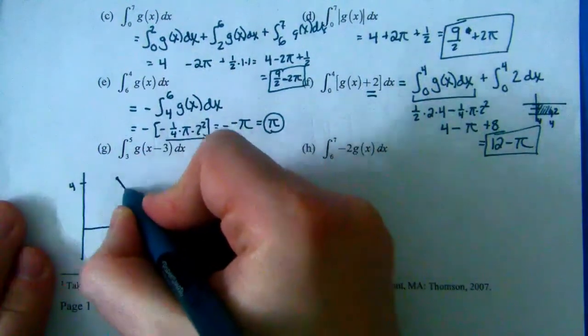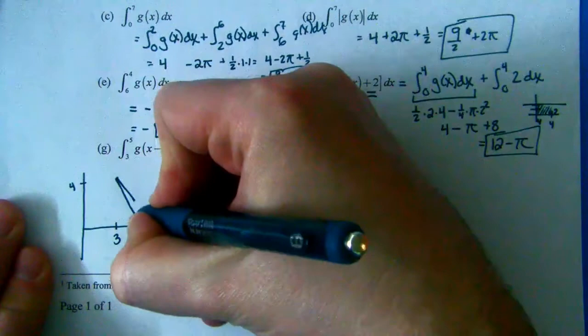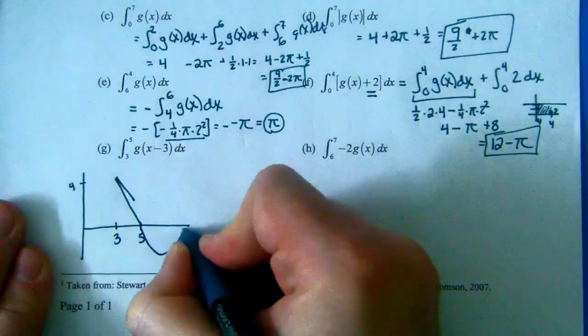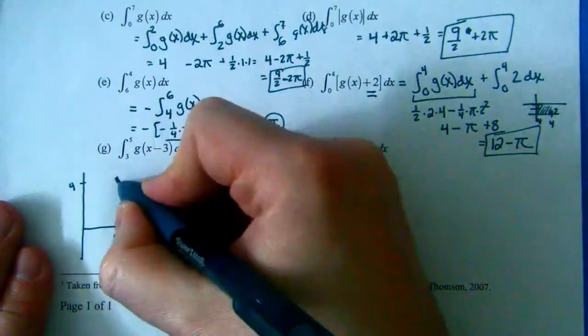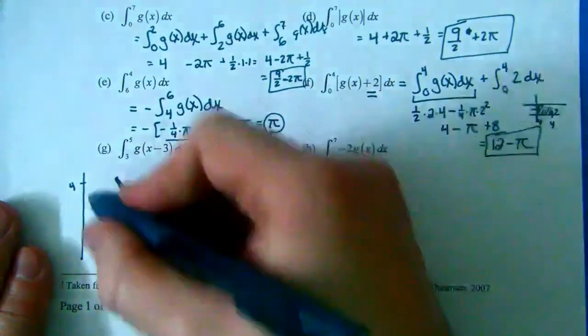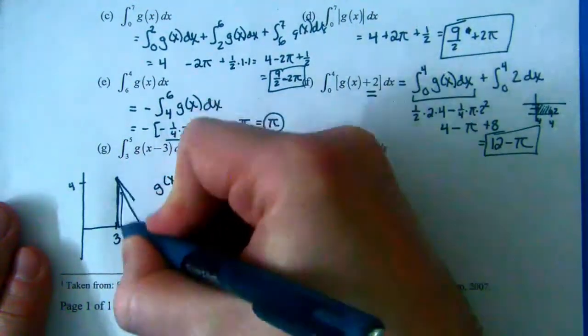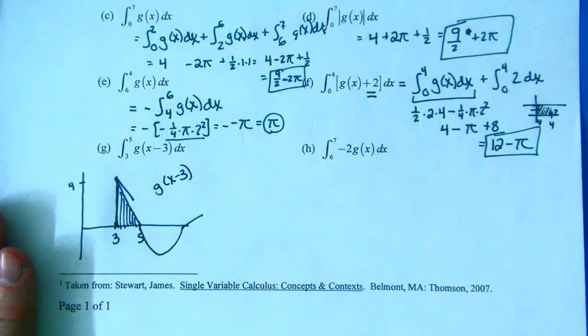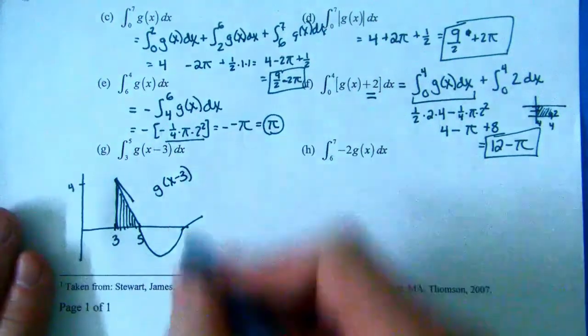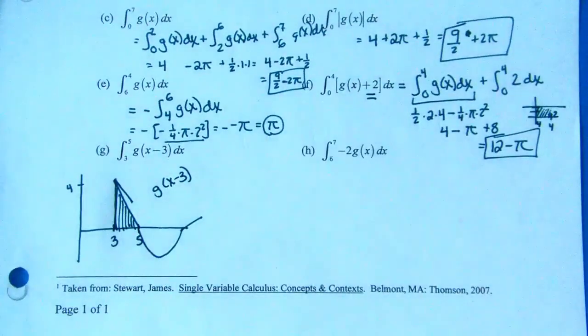I'm going to start over there. I'm going to go down there. And then I have the rest of the graph and all that stuff. But this is what g of x minus 3 does. If you want to integrate that from 3 to 5, that means find the area of that triangle. Well, we can do that. Go do that.